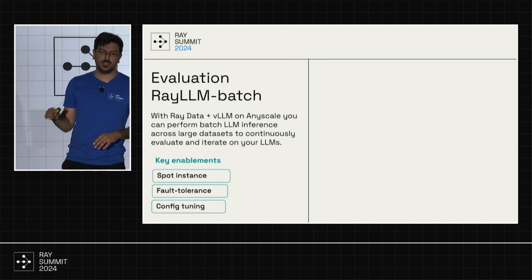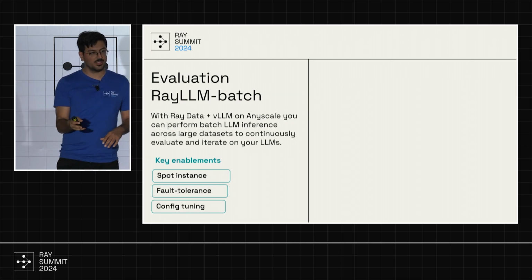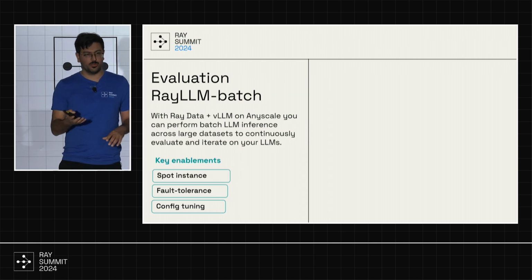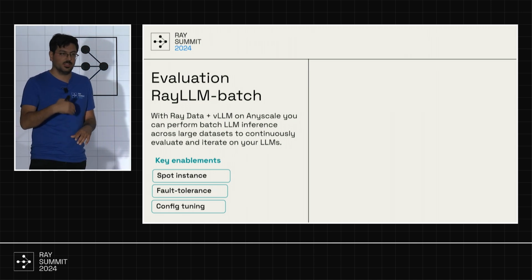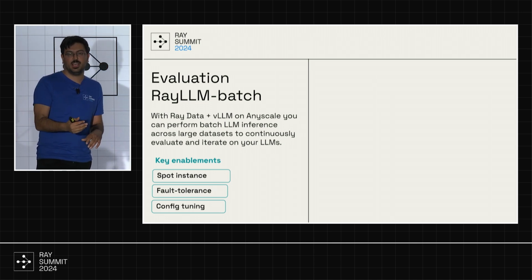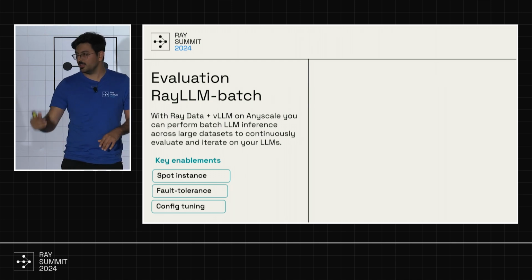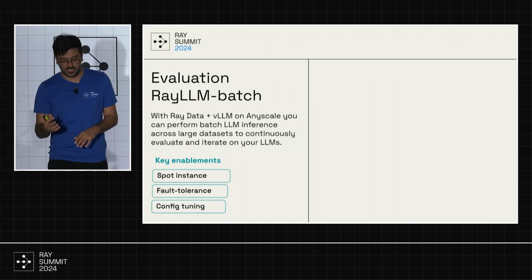Some key enablements that are differentiators here: we allow you to run these on spot instances, resulting in a much cheaper overall cost. Mostly because these are offline jobs, and if you can tolerate faults, you can essentially recover from them. It's not as intensive as online serving. And obviously fault tolerance is another feature built into this to enable spot instances, plus some specific config tuning.